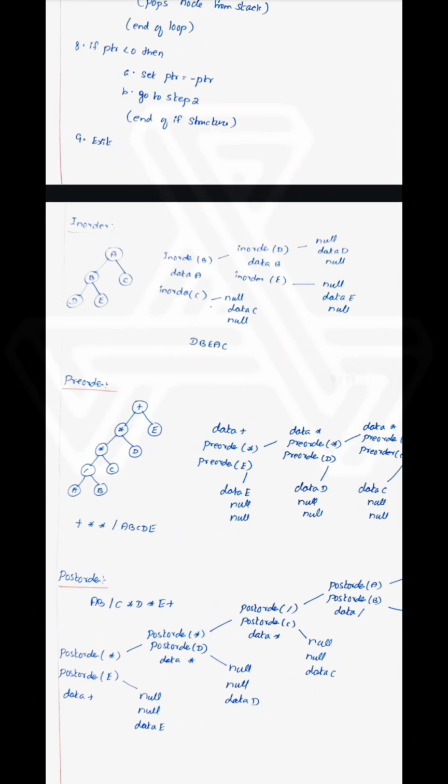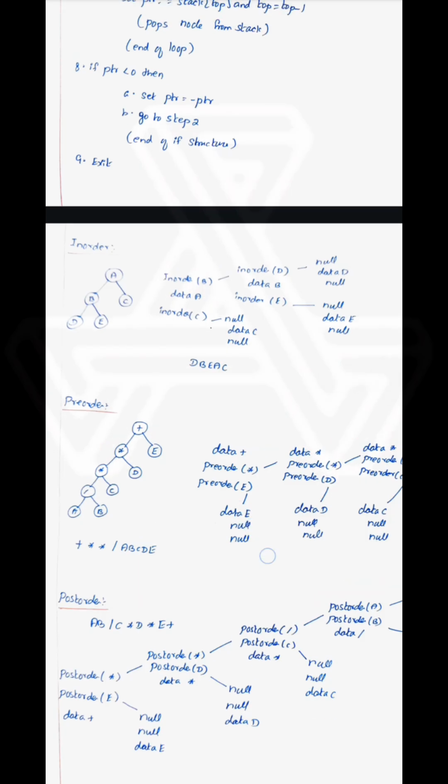Inorder will be like this: first it goes from B to D. First data will be A, so it goes to the leftmost node, that is B, then goes to D, then goes to E as inorder traversal, then goes to A, then goes to C, null data C null.